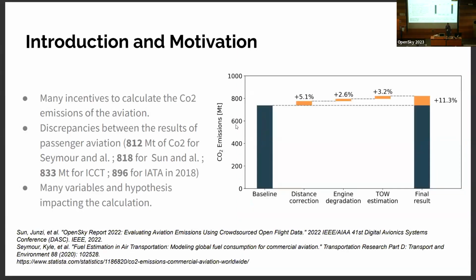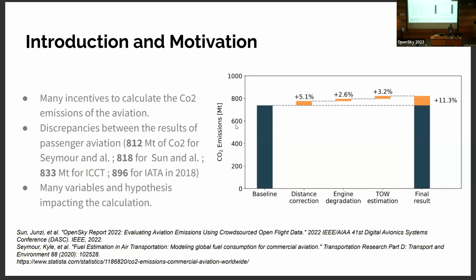So as an introduction, lately, and it has been presented before for obvious reasons, there have been many incentives to calculate the CO2 emissions of aviation. You can find a lot of work in the literature, and there are some discrepancies depending on the method used and depending on several input variables that are used for the calculation of it. It ranges from 8, so it's only for passenger aviation, and for this year it was 2018 only. So you can see that there are some discrepancies.